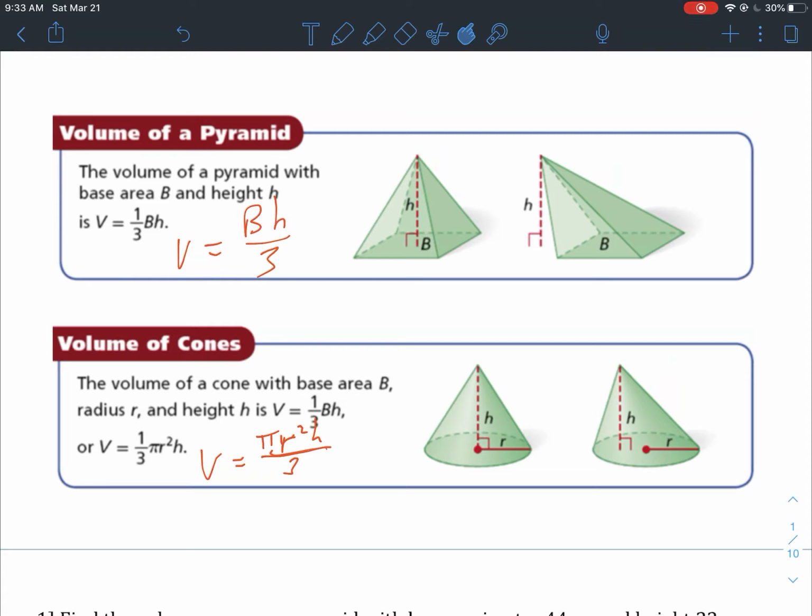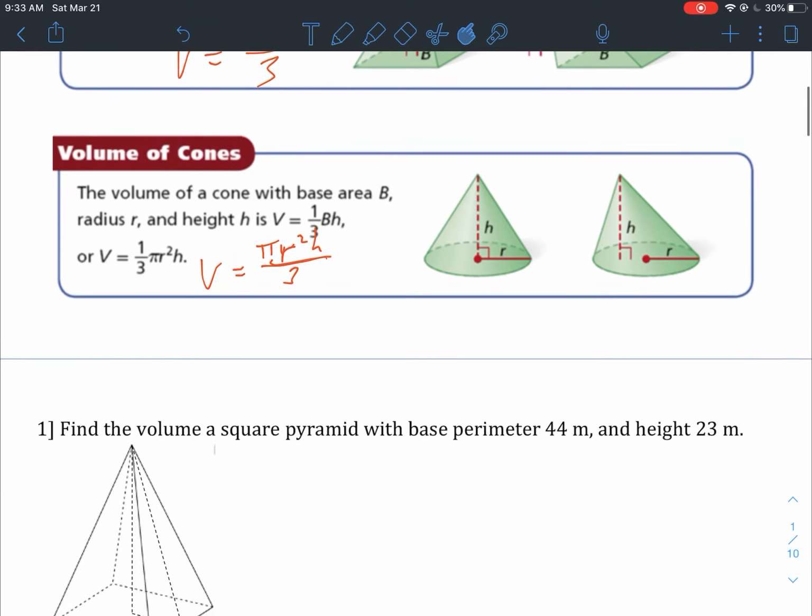So you can see here, again, just like on Monday, it doesn't matter if the cone or pyramid is slanted, it's still the same formula that we're going to be using, whether it's straight up and down or slanted off to the side. So that's it. Let's jump right into some problems here.